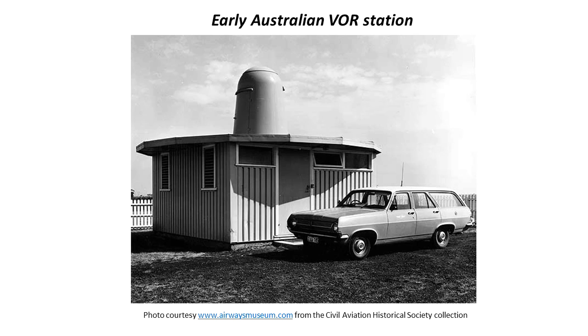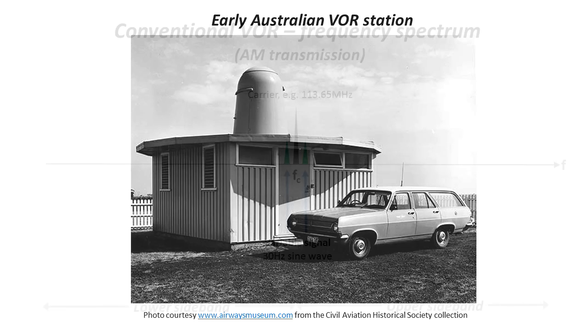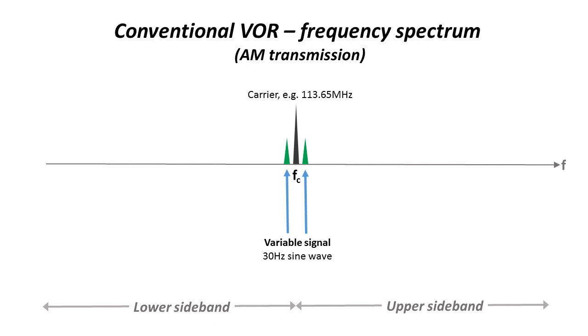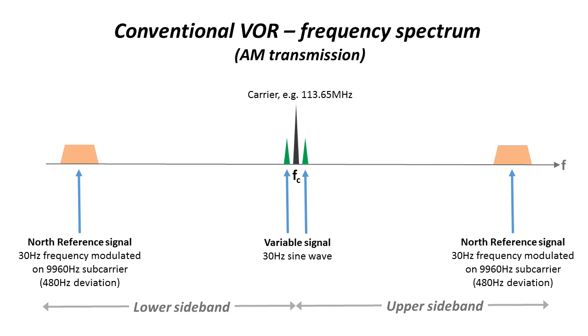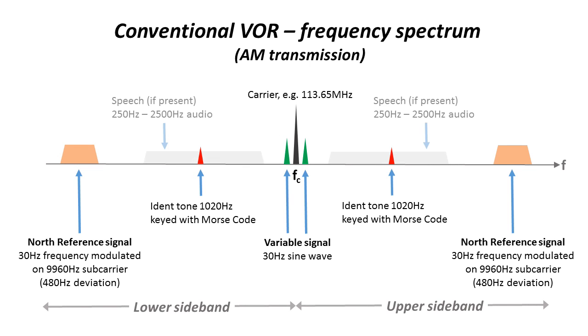Let's begin by examining the frequency spectrum of the conventional VOR, as its use of the various signal elements is somewhat different compared to the Doppler version. This time the carrier with its 30 Hz sine wave sidebands provides the variable signal, which varies with space modulation around the beacon. The phase of the 30 Hz modulation depends directly on the azimuth bearing of the aircraft in relation to the beacon. The north reference signal, a 30 Hz sine wave, is FM modulated onto the 9960 Hz subcarrier with a plus or minus 480 Hz deviation, as for the Doppler VOR. Identically to the Doppler VOR, the keyed ident tone and any speech are also transmitted on the carrier.